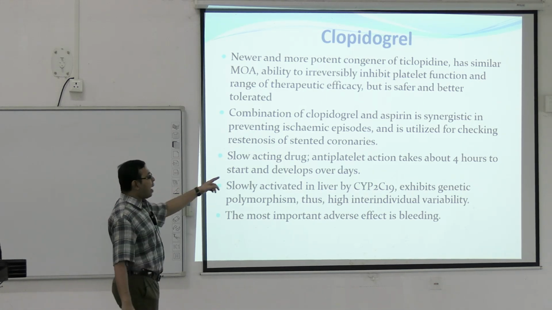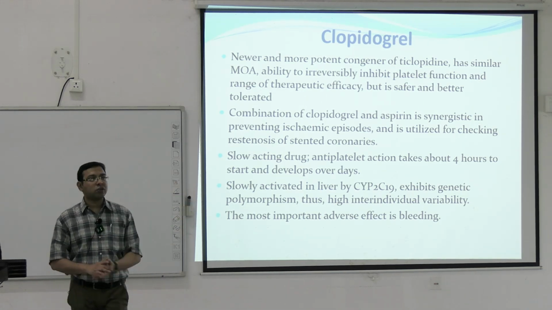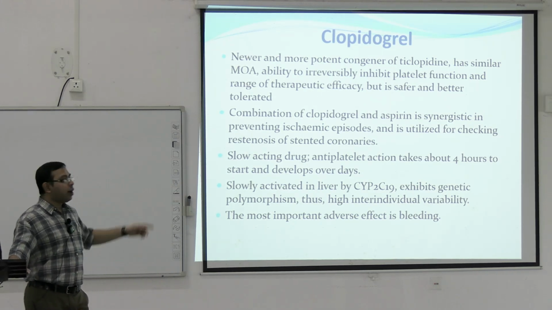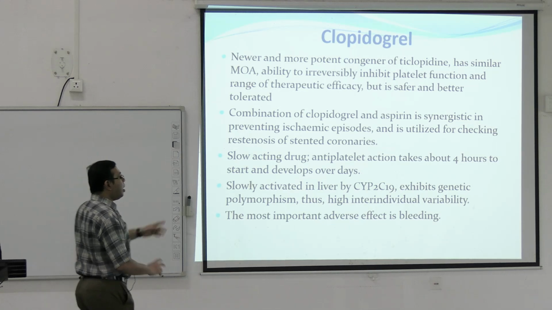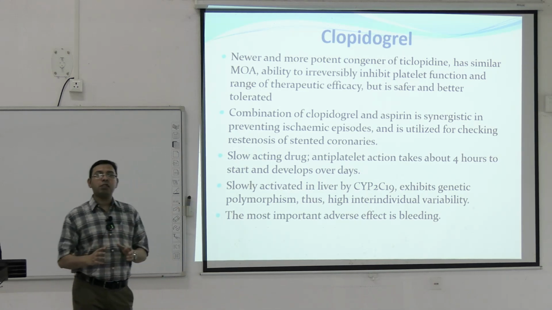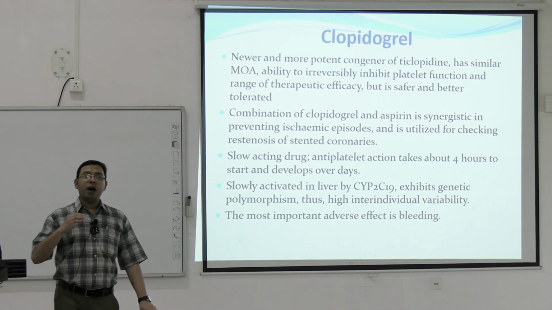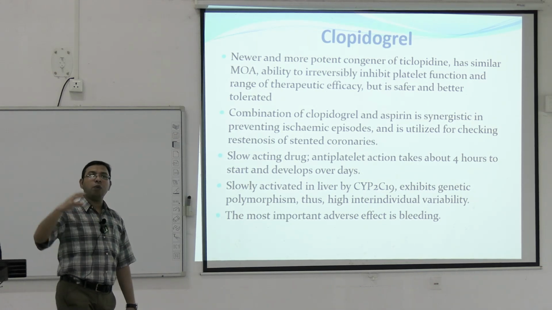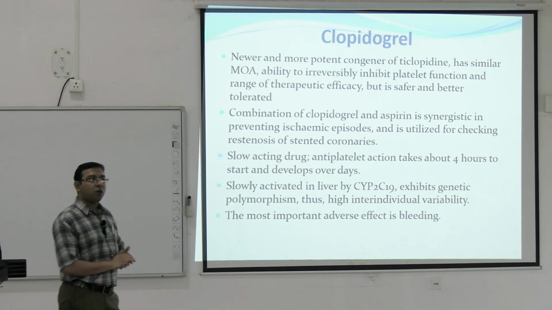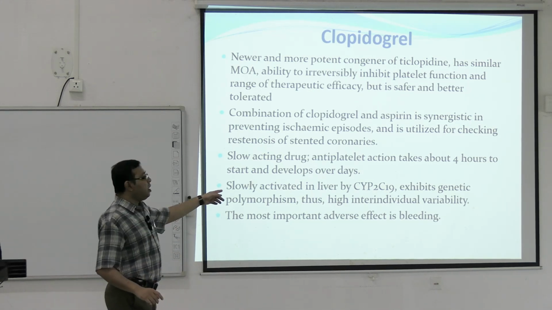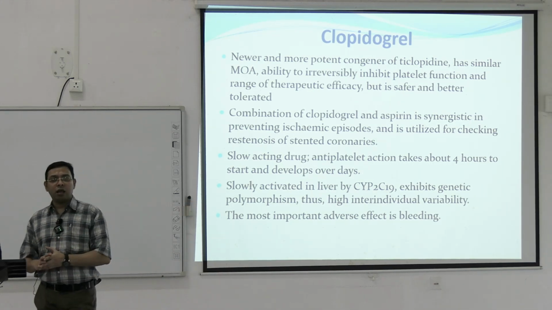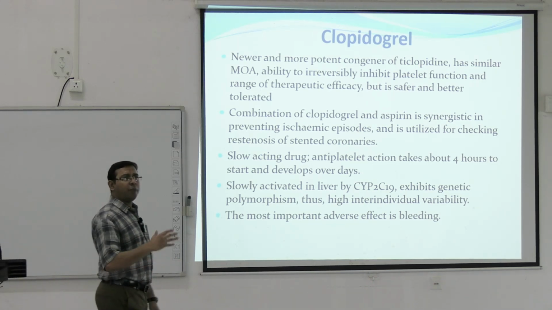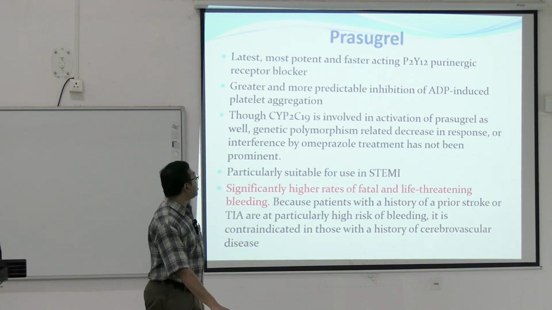Slow acting drug, antiplatelet action takes about 4 hours to start and develops over days. So usually it takes time. Slowly activated in the liver by cytochrome 2C19, exhibits genetic polymorphism. That means the clopidogrel is not active similarly in different individuals. So there may be less action or more action in some individuals. This is known as genetic polymorphism. High inter-individual variability has been observed due to this. The most important adverse effect is bleeding.